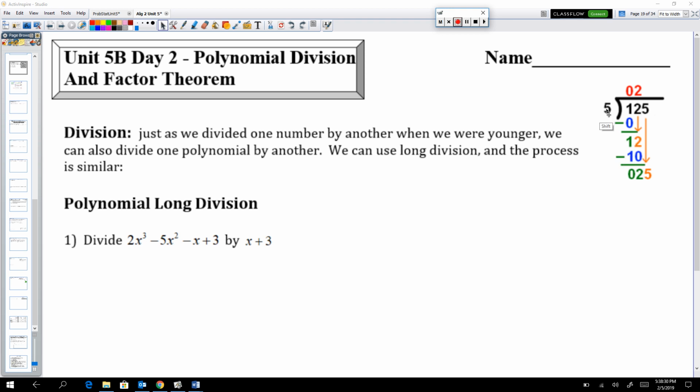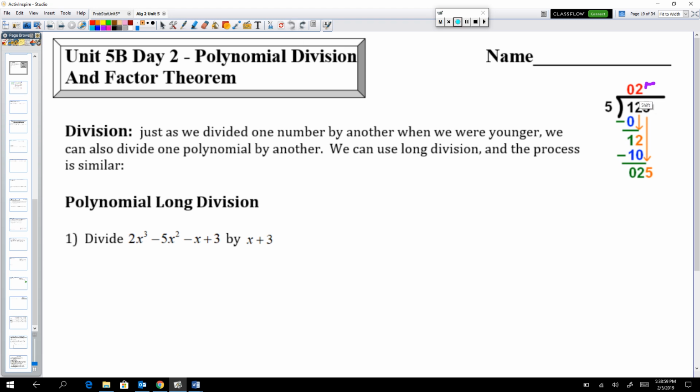Okay, how many times does 5 go into 12? And you said 5 goes into 12 2 times. And 2 times 5 is 10. And we subtract that 10 from the 12 to leave behind a 2. And then we bring that 5 down and make this into a 25. And we ask the question again, how many times does 5 go into 25? And the answer to that, of course, is 5.